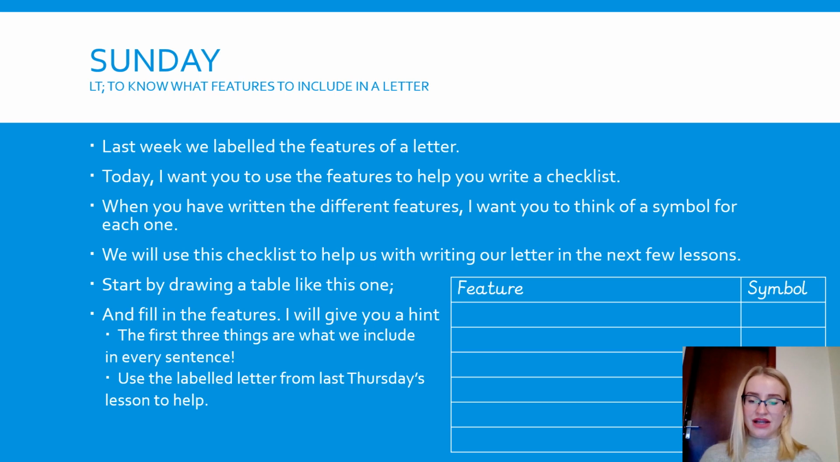At the end of last week, we labelled a letter. We used the example of Aiden the alien to help us, so we labelled the different features in that. And I want you to use that to help you write a checklist today.